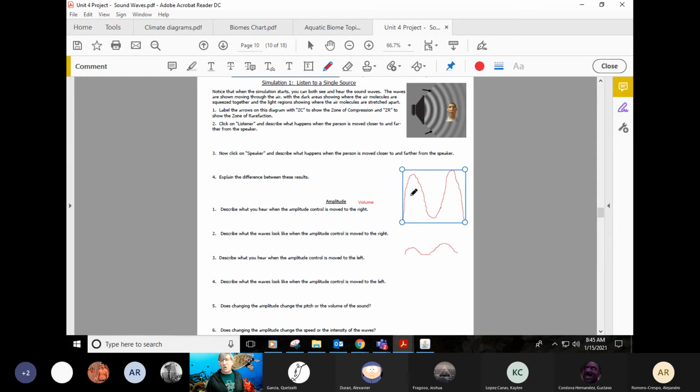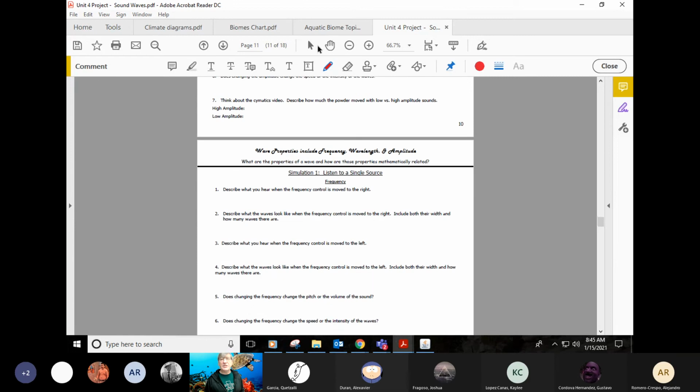Okay, so if it's loud, it has a high amplitude. If it's quiet, it has a low amplitude. But of course, sound waves don't actually move like this. They move back and forth, right? They vibrate this way. And that's what creates these zones of compression and the zones of rarefaction.